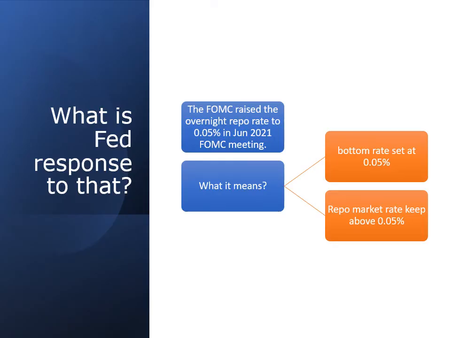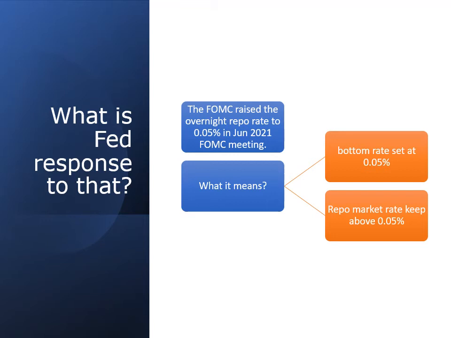So what is the Fed's response to those market circumstances? Well, you can see that the Fed raised the overnight repo rate to 5 basis points in June. And what does that mean? It means that now the bottom rate has been set at 5 basis points, and all the repo market rates will be kept at or above 5 basis points.